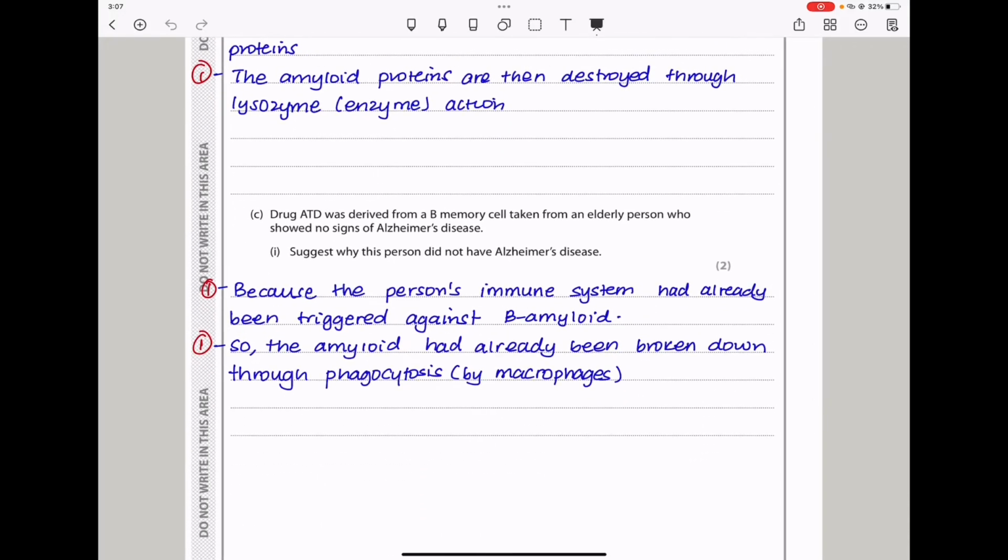In part C, drug ATD was derived from a B memory cell taken from an elderly person who showed no signs of Alzheimer's disease. Suggest why this person did not have Alzheimer's disease. This is because this person's immune system was already triggered against beta amyloid, so the amyloid had already been broken down through phagocytosis by macrophages.